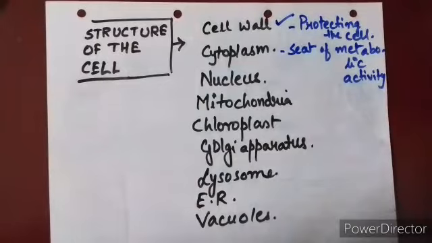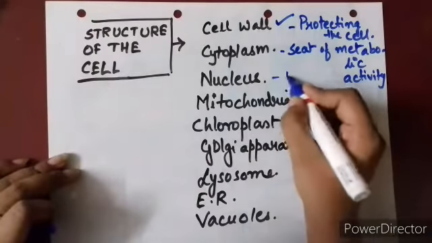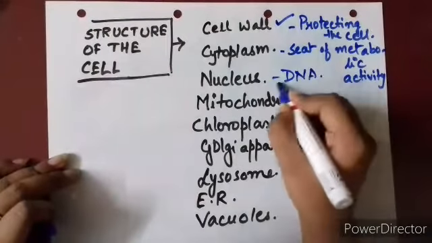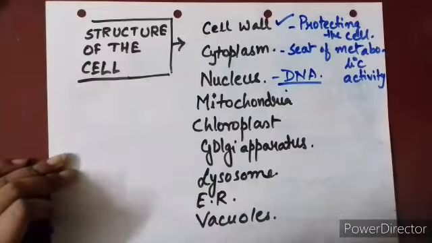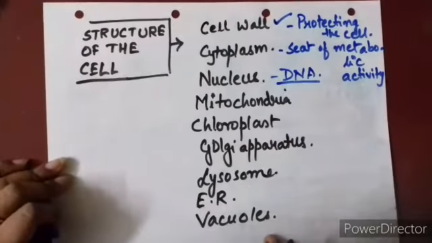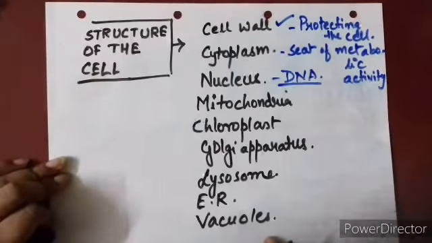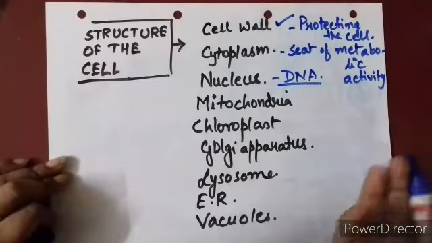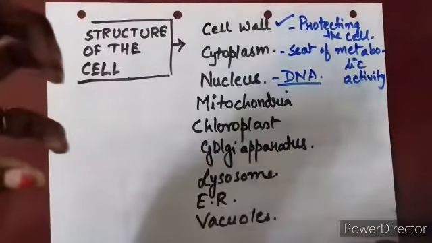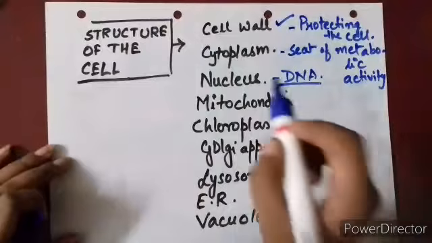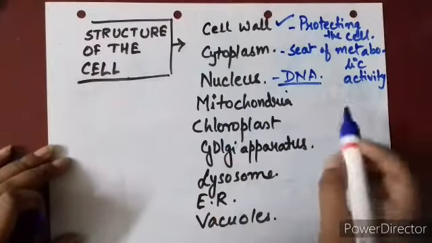Nucleus is another very important organelle, the storage and transfer of information and the control center for cellular organelles. It contains a very vital material, that is DNA, the hereditary material of the cell, and it replicates when the cell has to divide. So it is a very important part of the cell.